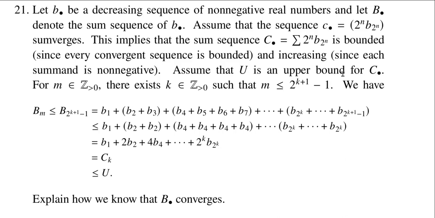Well, how do I know it has an upper bound? Oh, right, we said it was bounded. Okay, so it has an upper bound. Call it U. For some positive integer m, there exists a positive integer k such that m is no bigger than 2 to the k plus 1 minus 1.